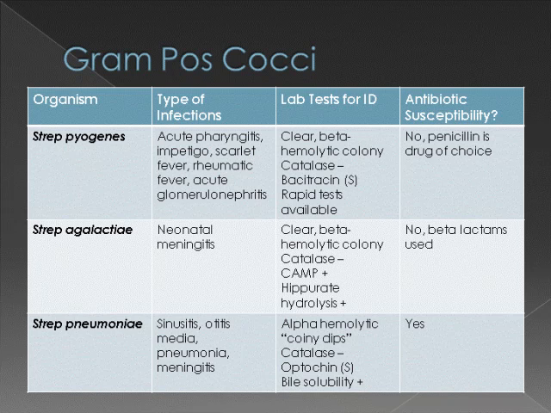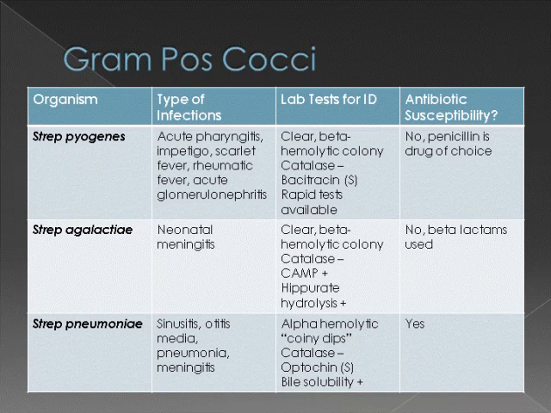On agar, it appears as a clear beta hemolytic colony. It is catalase negative, sensitive to bacitracin, and you can also do rapid testing on this one as well. Susceptibility is not needed for Strep pyogenes as this bacteria is susceptible to penicillin, and this is the drug of choice. Strep agalactiae, or group B strep, commonly causes neonatal meningitis.